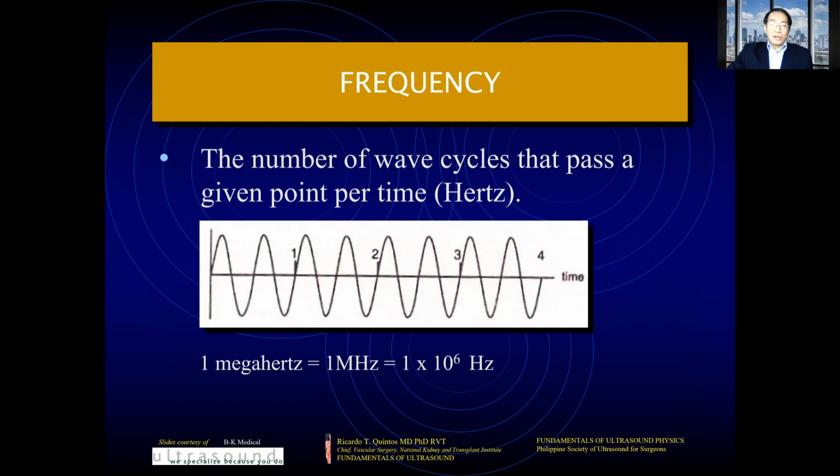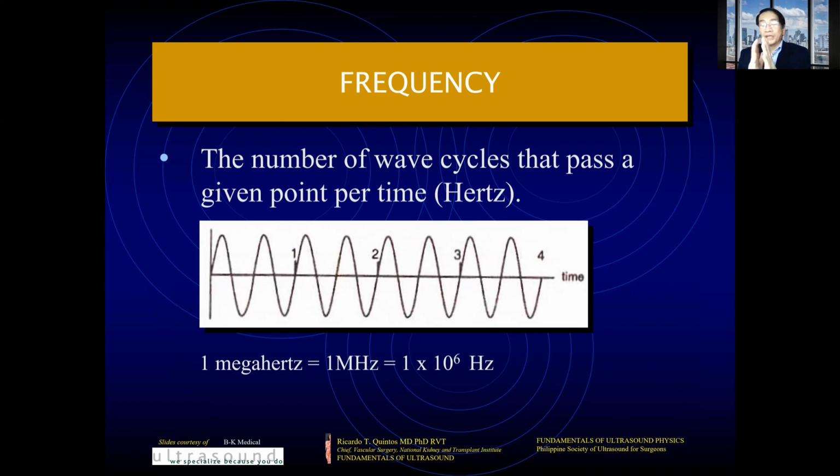The second characteristic or property of waves is frequency. Frequency is the number of wave cycles that pass a given point per time, and it is defined by the unit hertz. So the number of waves that pass through a given point per given time, for example, 1 second, will determine the frequency of the wave. If the waves are closely packed together, then there will be more waves per second, and that will make the wave a higher frequency wave.